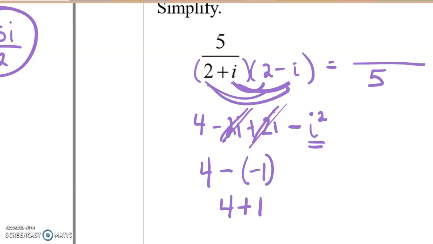Okay? And whatever I do to the bottom, I must do to the top, which just gives me a 10 minus 5i. That is a great, great answer. You just need to be careful with fractions.